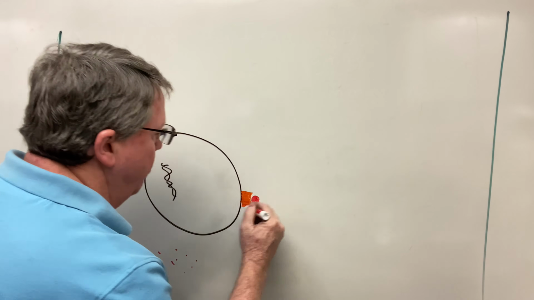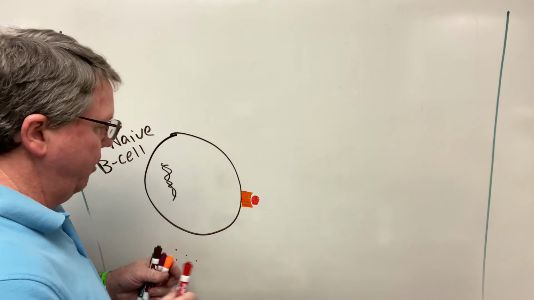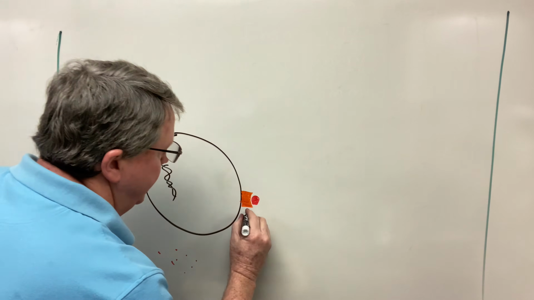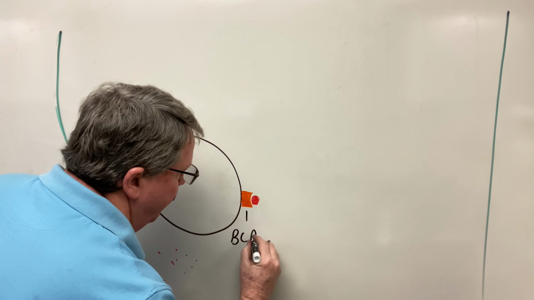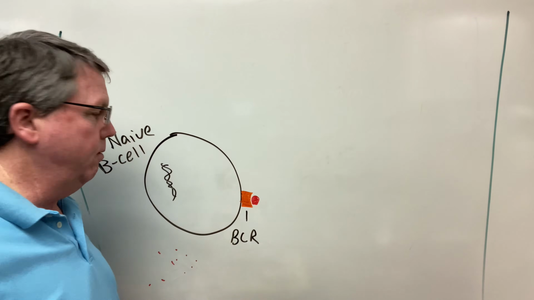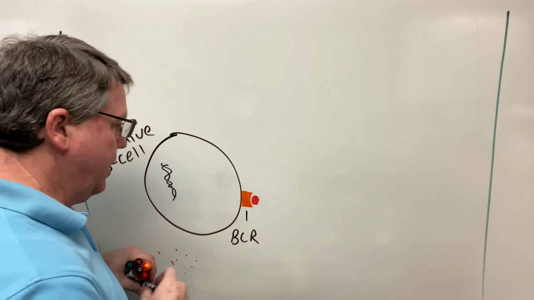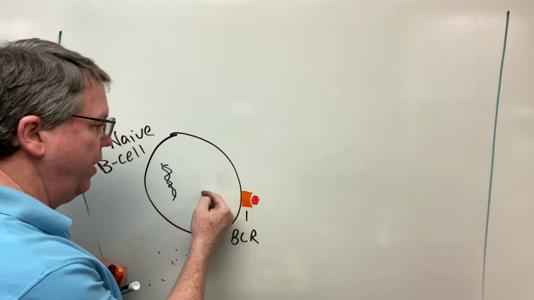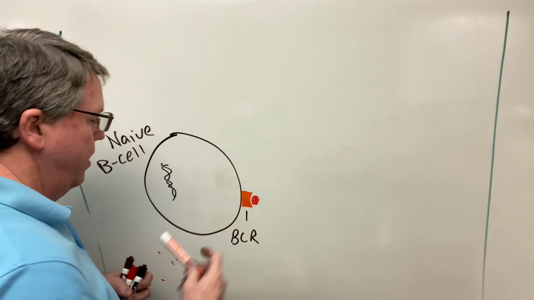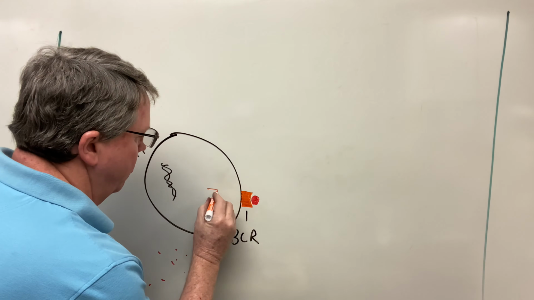So here comes my antigen, and my antigen is going to land on this receptor. By the way, the name of this receptor is very easy to remember. We call this a B cell receptor, or BCR for short. So that's a BCR, B cell receptor. Now, what's going to happen is this is going to be pulled inside of the B cell. So my B cell is going to pull it in.